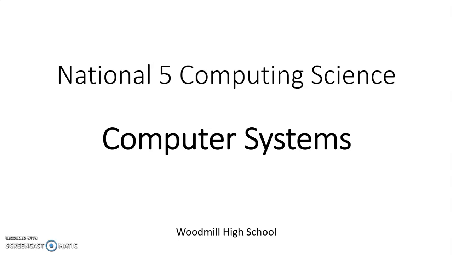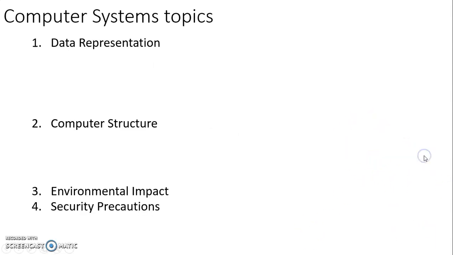As I said in the introduction video, the first unit that we're going to cover is computer systems. What I'm going to do is give you a quick overview of what this unit of work entails. So there's 4 sections, which are data representation, computer structure, the environmental impact, and then security precautions. Within each of the 4 sections, we have separate pieces of work.